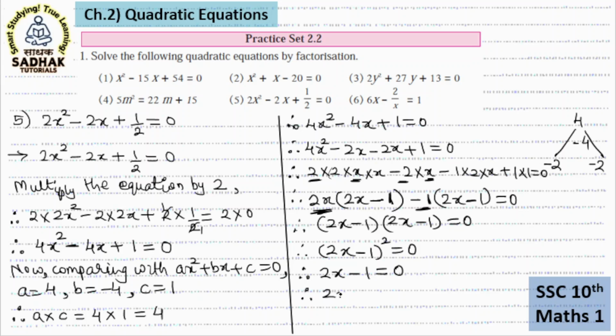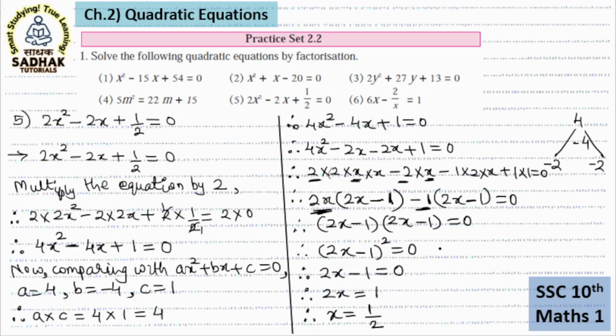So 2x will be 0 minus 1, when it goes on the right hand side it will become plus 1, so 0 plus 1 is 1, and therefore x will be 1 upon 2. Okay, so here both the roots of the given quadratic equation will be 1 upon 2.